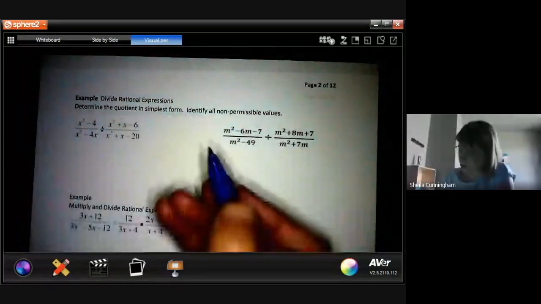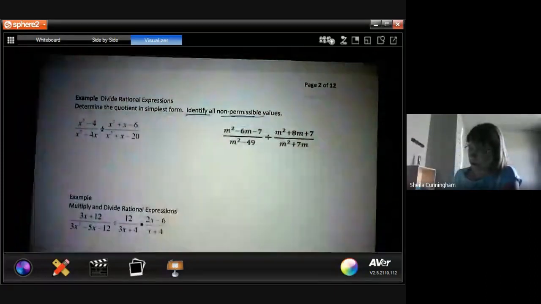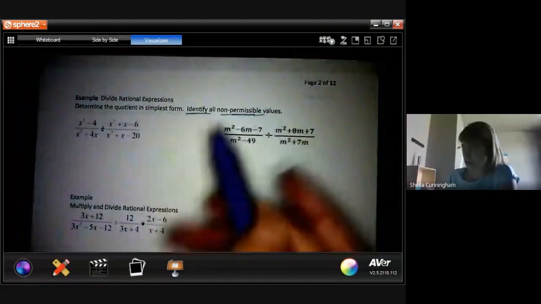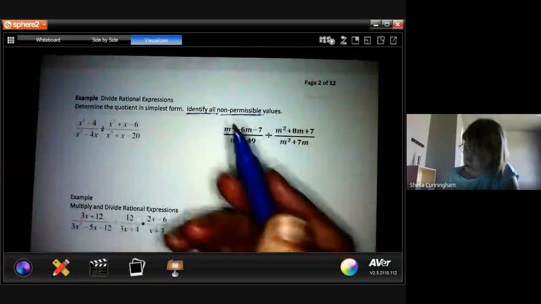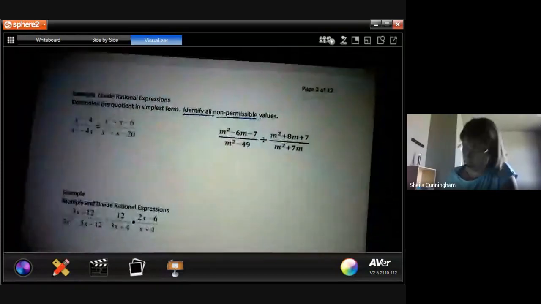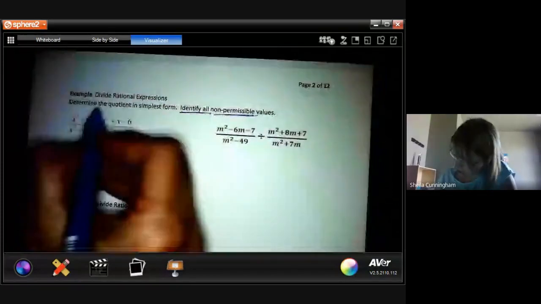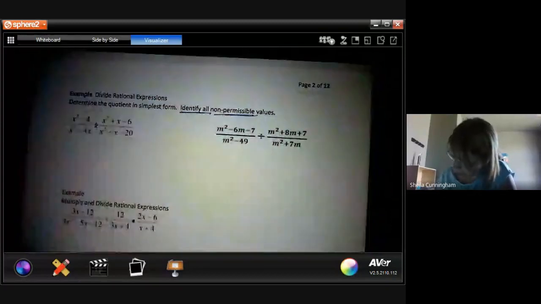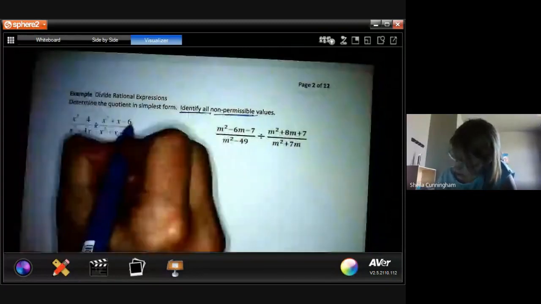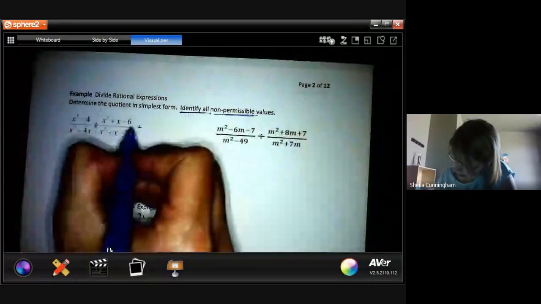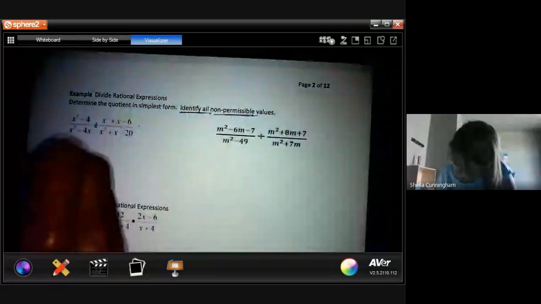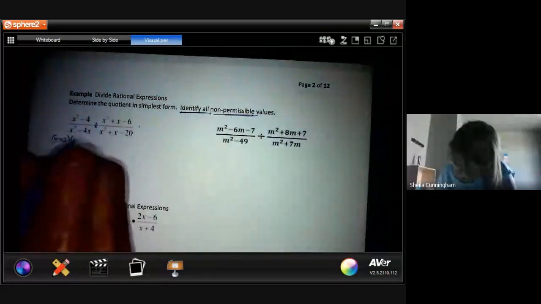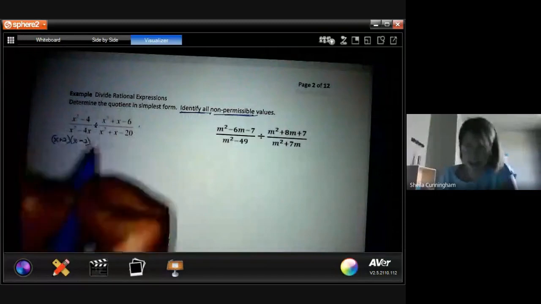Oh, and we're also asked to identify any of our non-permissibles. So in order to identify any non-permissibles, we need to factor as well. So why don't we start this process with factoring first? If I look at x squared minus 4, I'm hoping you see, I'm going to write it underneath here, that's a difference of squares. So it's going to factor into x plus 2, x minus 2.